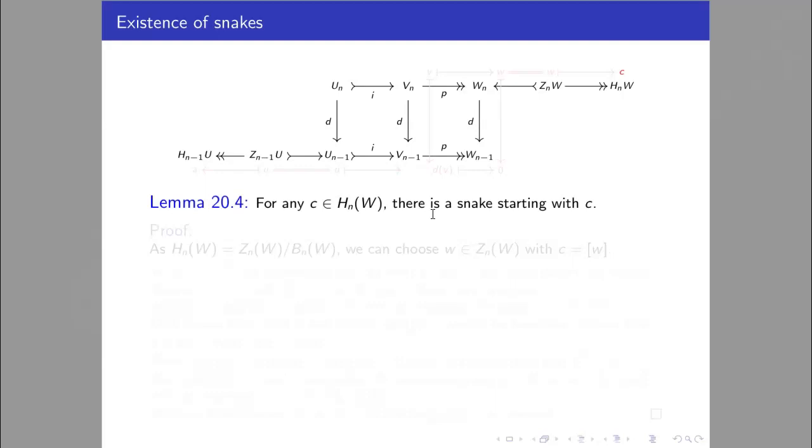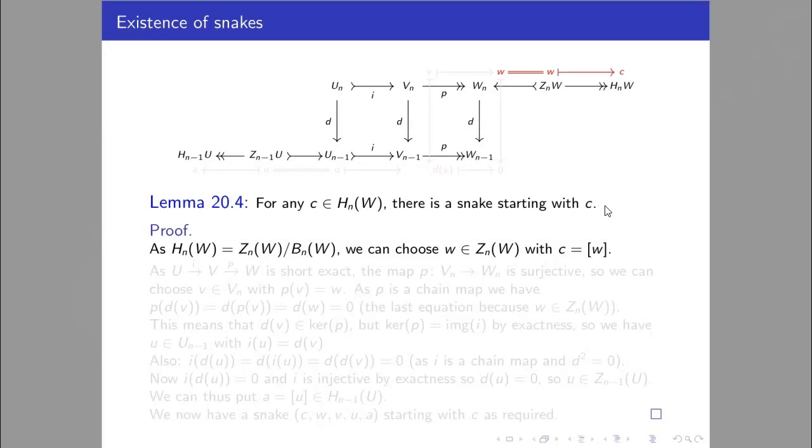So the first basic fact is that if we've got some C here, then the claim is that there exists a snake that starts with that C. To prove that, well, firstly, of course, C is in H_n(W). H_n(W) is by definition just this quotient Z_n(W) mod B_n(W). So for C, we can choose some representing element for the corresponding coset, call it little w. So w is going to be an element here, and C equals square bracket w. So that's our first step in building a snake.